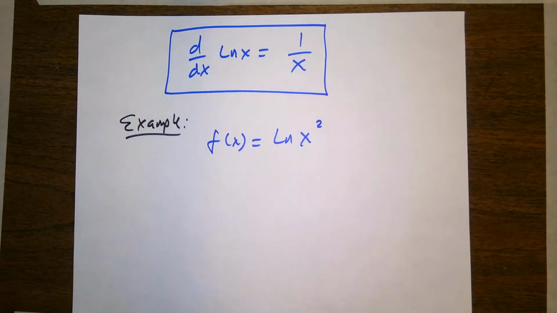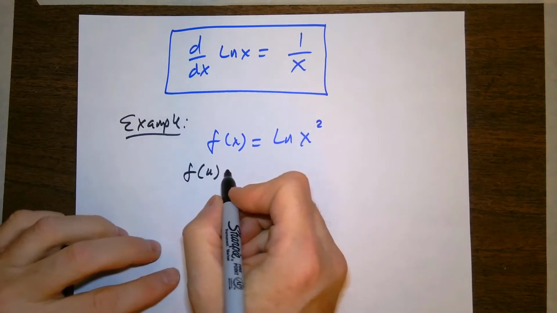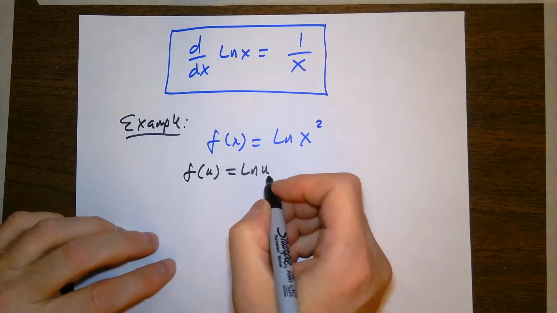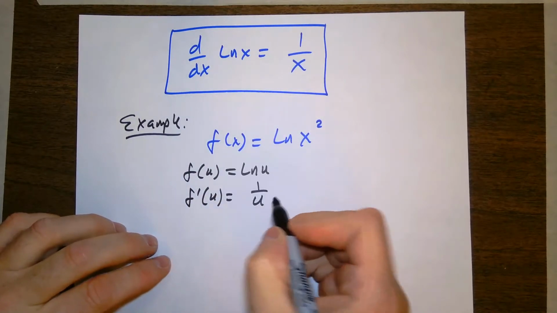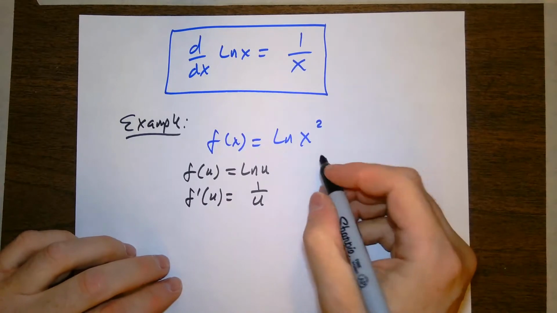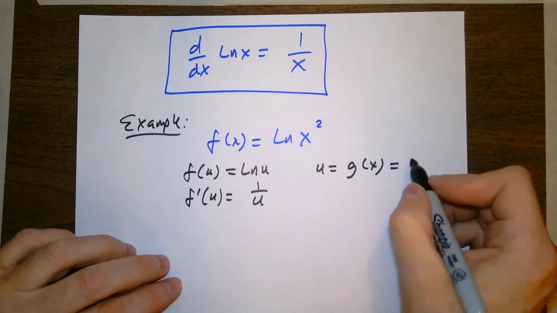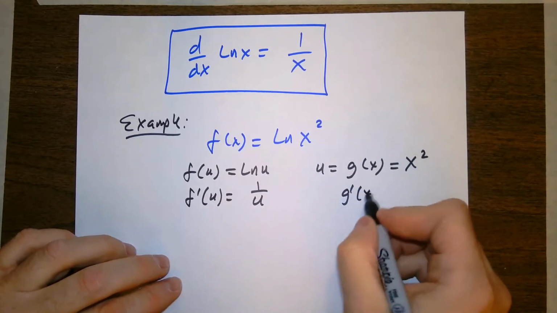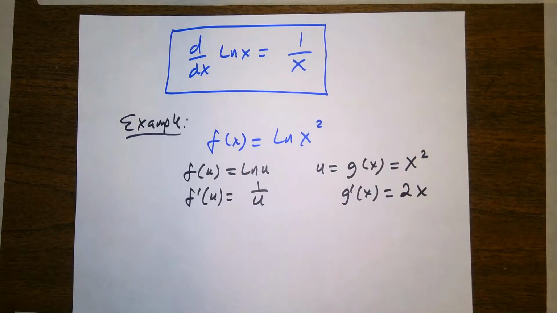So do you see the chain rule in here? Do you see the outside function and the inside function? If I break it down a little bit, my outside function, f of u, is natural log of u, and the derivative will be 1 over u. My u is some function g of x, which is x squared, and the derivative is 2x.